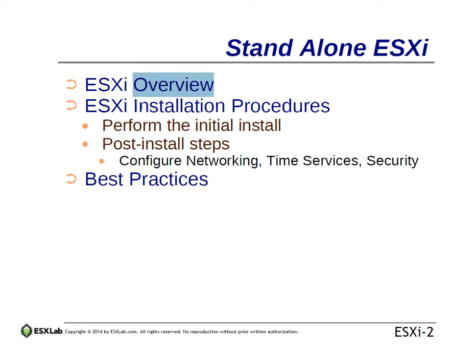Then we'll take a look at the installation of ESXi onto our PC server. We'll see the initial install steps, and we'll follow that with a discussion of the post-install steps. The post-install steps include things like configuring networking for your PC server's management port. This involves assigning an IP address, NetMask, gateway, and so on to the PC server so that we can later manage it with vSphere client. It also includes setting up time services, security services, and so on. As we go through the chapter, we'll discuss best practices as we come to them.